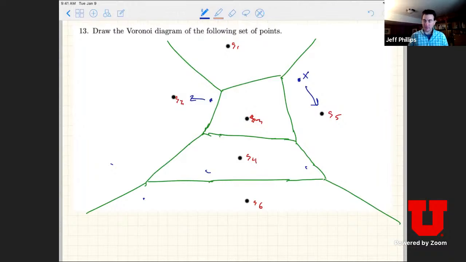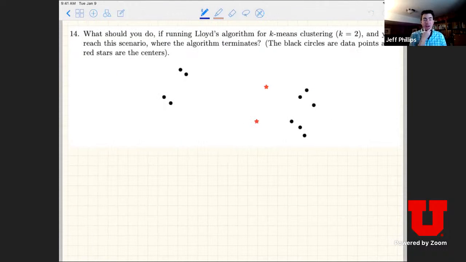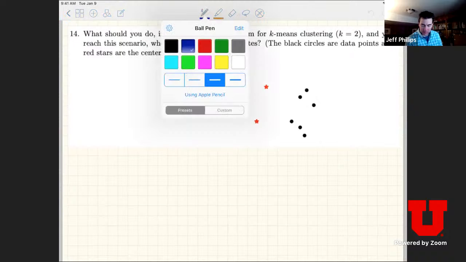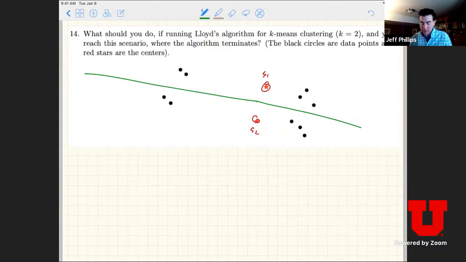Okay, great. So that's the Voronoi diagram. Let's see. Good. There's another clustering question. What should I do if running Lloyd's algorithm for k-means clustering with k equals 2? So there are now two sites here. This is S1, this is S2. And you reach this sort of scenario, and the algorithm terminates. If I draw the Voronoi diagram, it's just a bisector between these.